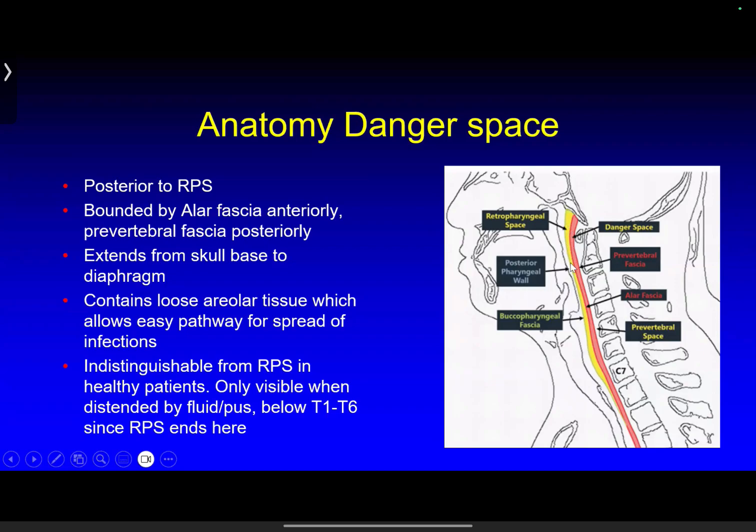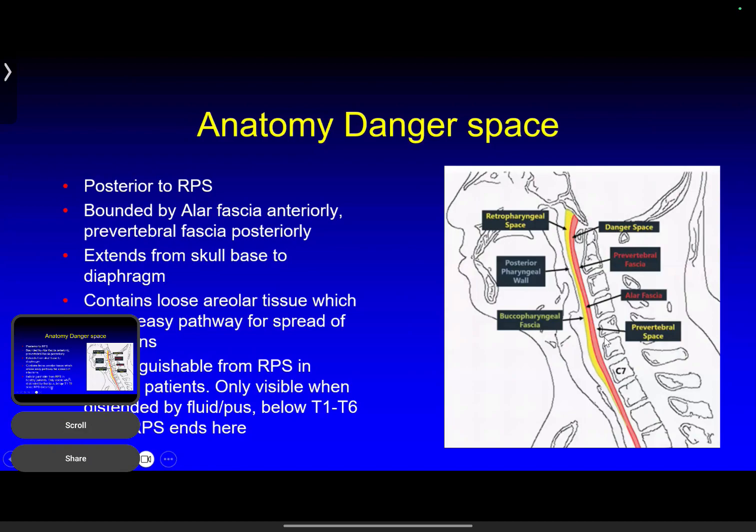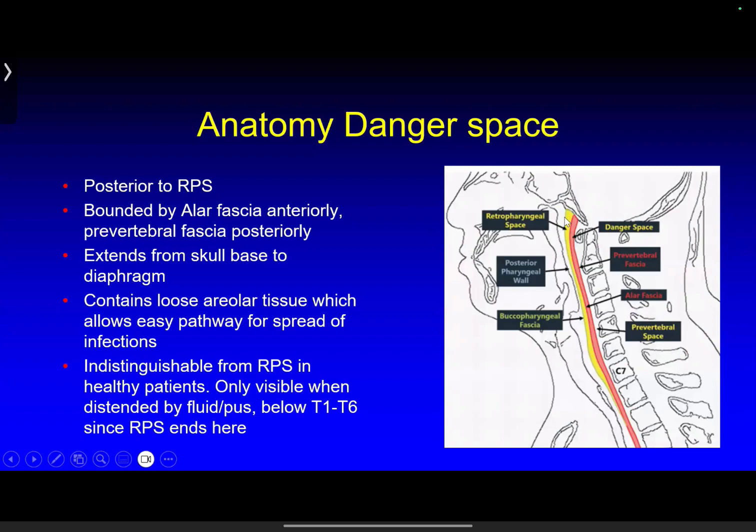So the yellow outlines the retropharyngeal space, and the red is the danger space, and the white is the prevertebral space. So the retropharyngeal space is marginated by the buccopharyngeal fascia anteriorly, alar fascia posteriorly. The danger space is marginated by the alar fascia anteriorly and the prevertebral fascia posteriorly. What's important is that the buccopharyngeal fascia and the alar fascia fuse usually at the cervicothoracic junction, but anywhere from C6 to T4, and that marks the end of the retropharyngeal space.